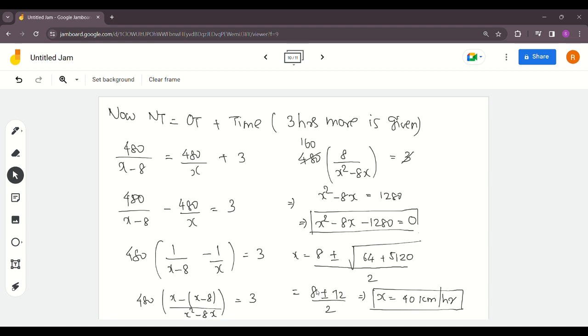You may be getting another answer as well, but speed cannot be negative. So that's why I haven't written the other value of speed, because anyway the answer is not going to come. But in your exam you should specifically mention the other value is 8 minus 72, which is minus 64 by 2, which is minus 32. So therefore speed cannot be negative. So therefore speed is 40 kilometers per hour. So like that you have to mention.